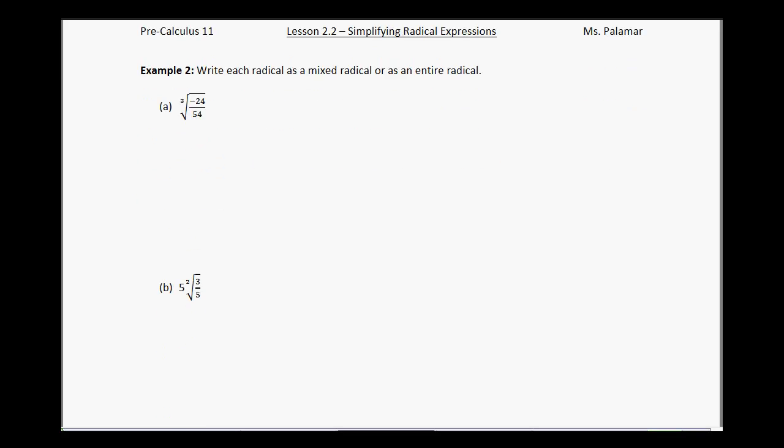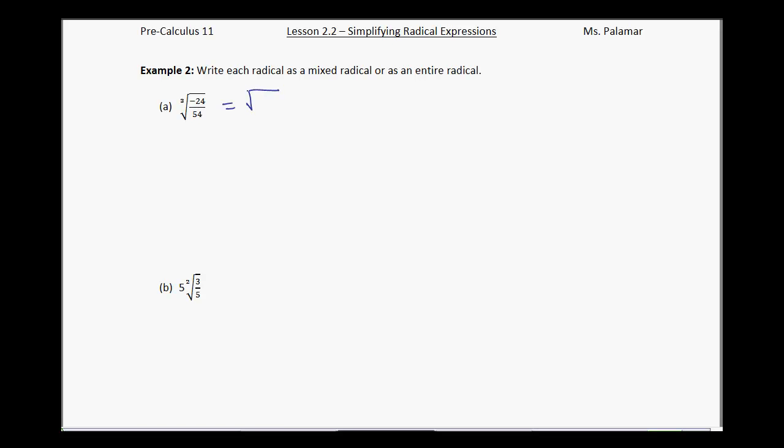So let's do some examples. Example 2. Write each radical as a mixed radical or as an entire radical. Alright, A. The cube root of negative 24 over 54. So since this is a cube root, that negative is allowed to be there instead of with a square root. Let's use our division property rule.